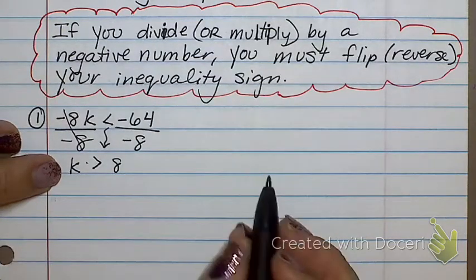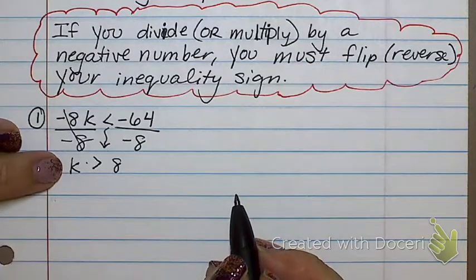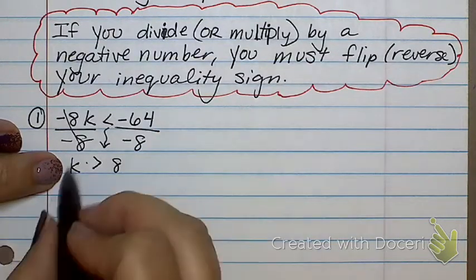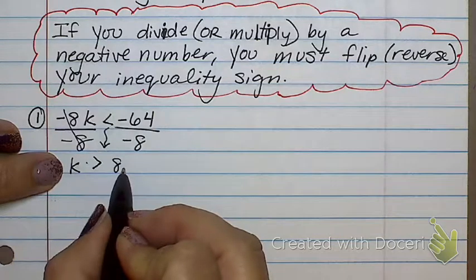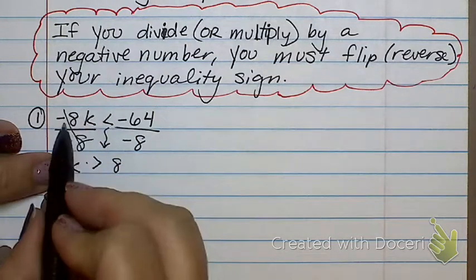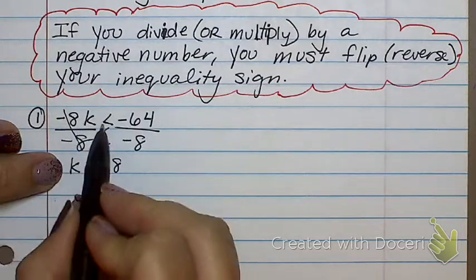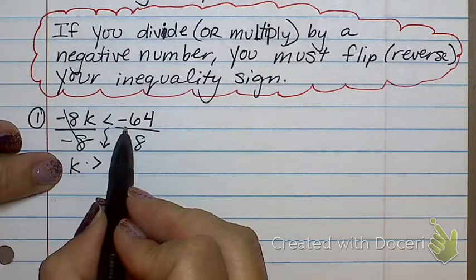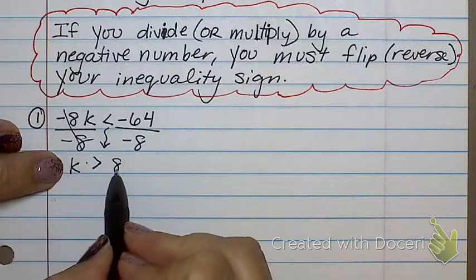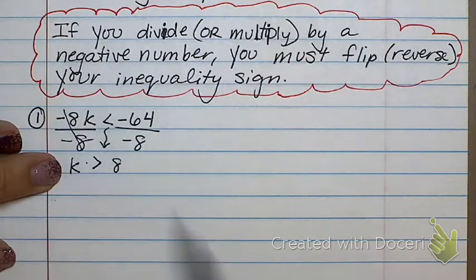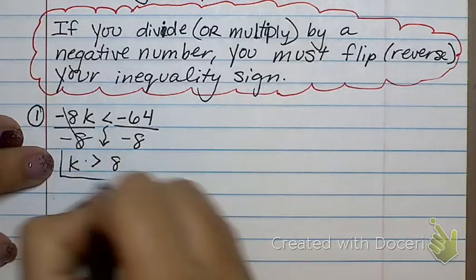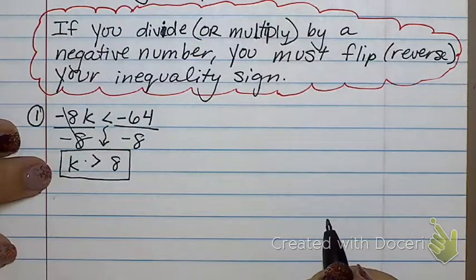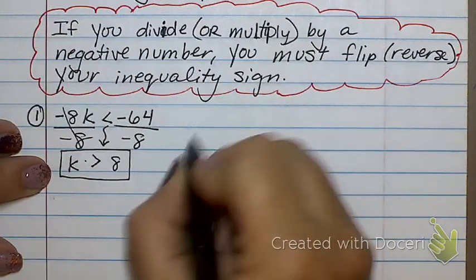Let me exaggerate it a little for you. What if I said 0? If I plug in 0, 0 is not greater than 8, right? So it should give me a false answer. Negative 8 times 0 is 0. Is 0 less than negative 64? Yes. Oh, wait. 0 is not less than negative 64, right? So if I plugged in 20, I get a number that does make that statement true. So when we divide or multiply by a negative number, we have to flip our sign.